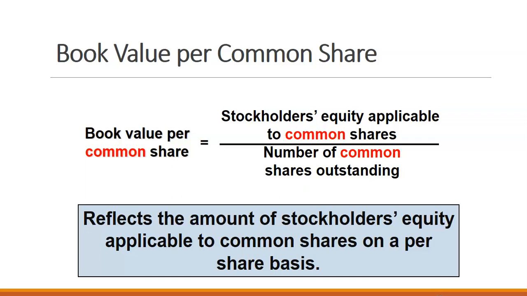So this is our total stockholders' equity applicable to common shares. So this is the retained earnings minus preferred dividends plus our paid-in capital plus our common stock account divided by the number of common shares outstanding. So this shows us what amount of stockholders' equity is applicable to common shares on a per share basis. That is the end of chapter 11.